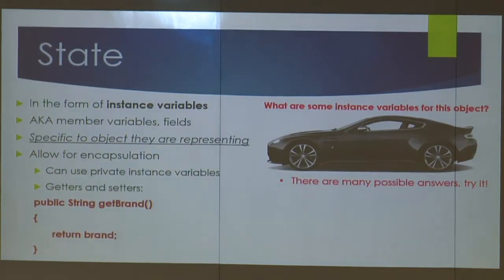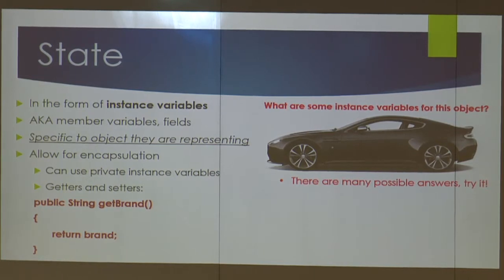So for state, we describe state in the form of instance variables, which is synonymous with member variables and fields. So if you hear any of those three terms, they all mean the same thing. And the state, or these instance variables, is specific to the object it's representing. So if we set a certain instance variable of this car to, let's say, 5, it's only going to be 5 for this specific car object. It's not going to be 5 for all car objects or all objects in general, just this specific one.